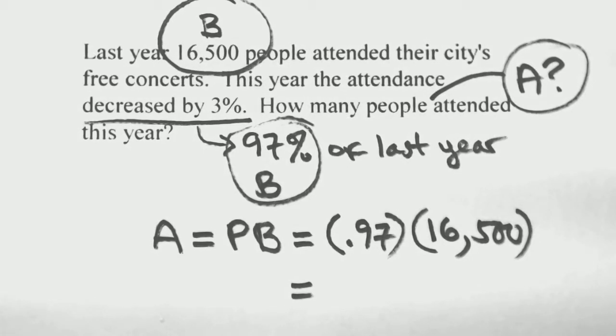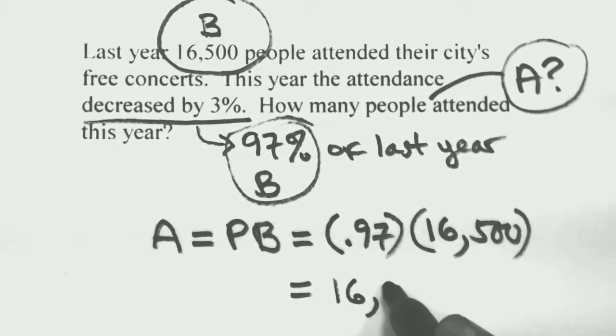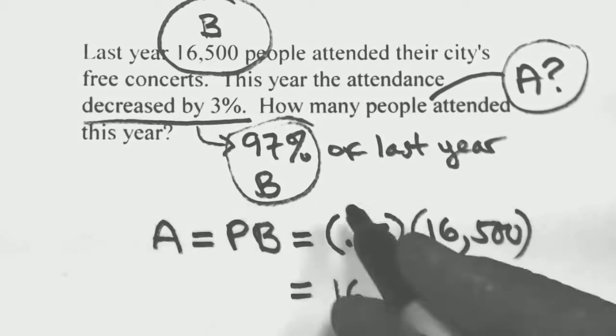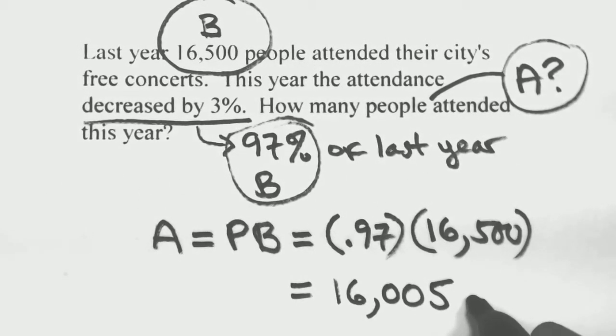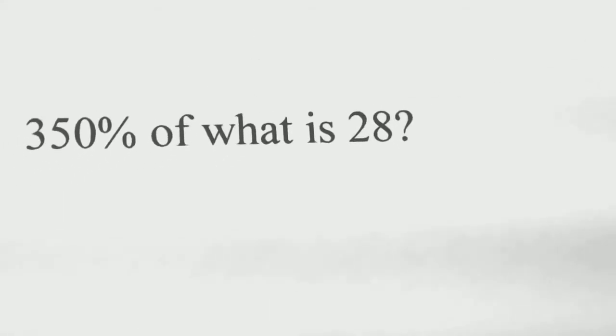But let's get our calculator out and take 0.97 times the 16,500, and let's see what we come up with. I did it, and I came up with 16,005. And so how many people attended this year? 16,005. And don't forget again, label it. These are people.